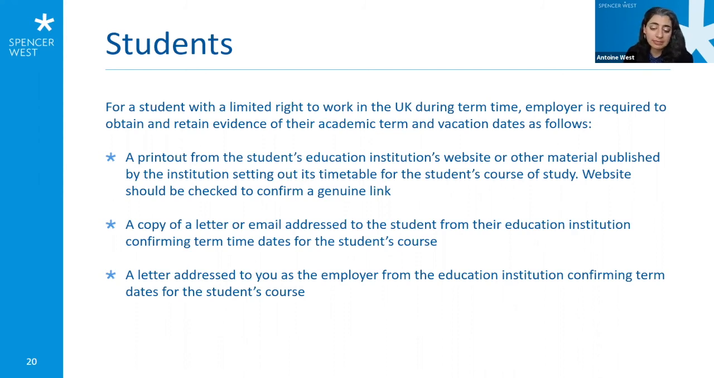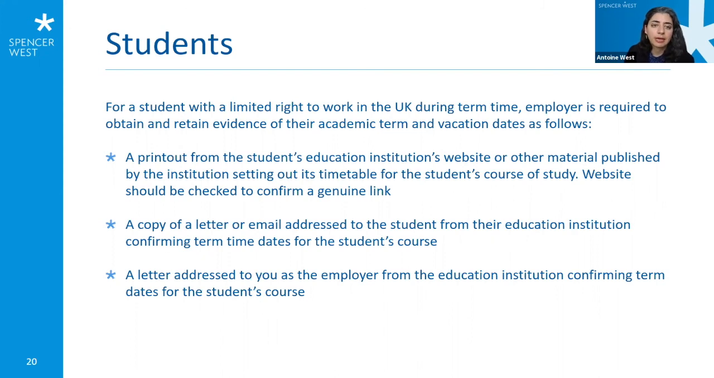And it's actually said explicitly in the right to work check process guidance that the Home Office wants you to follow to establish a statutory excuse, that you do have to take a few more steps with students to verify when their term and vacation dates are. So it can be a printout from the university website, or an email addressed to the student about the dates of their course, or a letter addressed to you about the dates of the course.